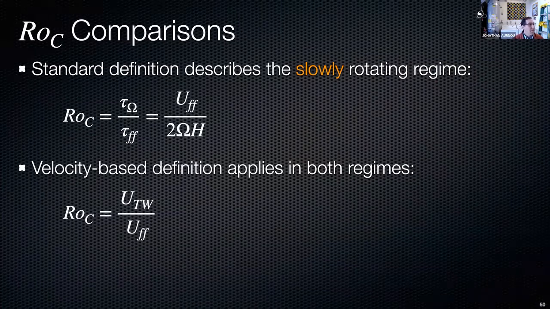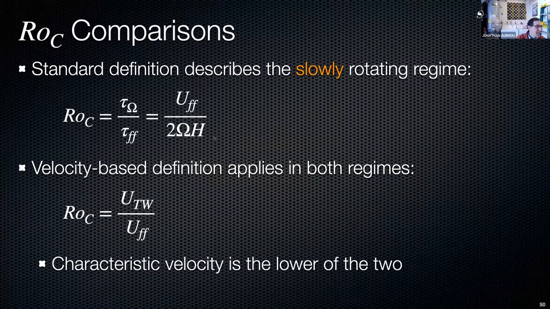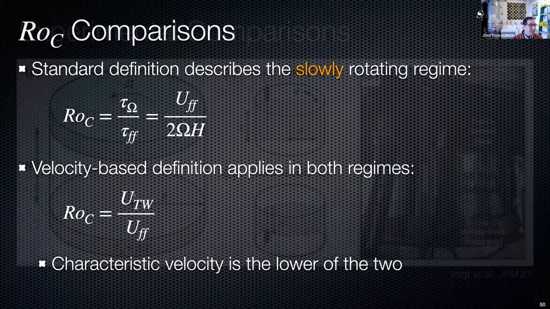Briefly, I just want to get across that this velocity-based definition of ROC might actually be a little more useful in the end. What it's saying is, if ROC is small, then U thermal wind is the smaller velocity, and that's going to be the scaling velocity. If ROC is large, then U free fall is the smaller velocity. That's going to be the characteristic scaling velocity. In a way, you can think of it that simply. It simply defines the dominant velocity in the system.